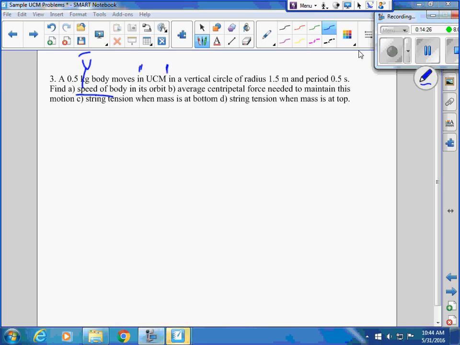Speed of the body in orbit, average centripetal force needed to maintain this motion, the string tension on the mass at the bottom, and the string tension when the mass is at the top. Okay, so let's begin with when you're in a circle, right? The distance traveled is circumference, so that's going to be 2 pi r divided by the time, which is the period, which was given. It's not always going to be given to you.